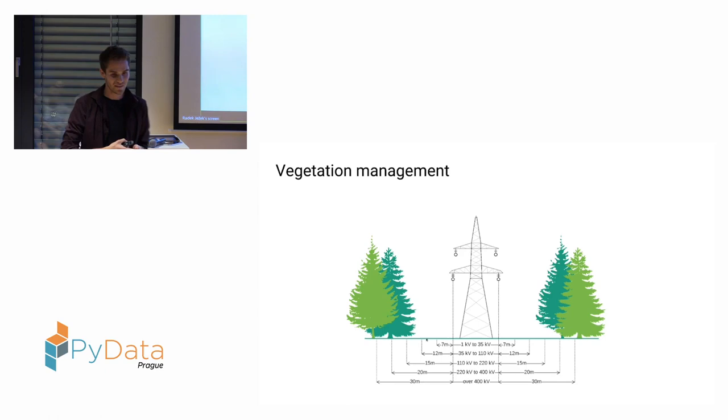Actually, the goal is to measure the distance between the tree and the wire, and there is some legislation around that. So in Czech Republic, it depends on the voltage, and for example, for 220 kilovolts, it needs to be 50 meters from the wire. So that's what everybody's trying to measure.